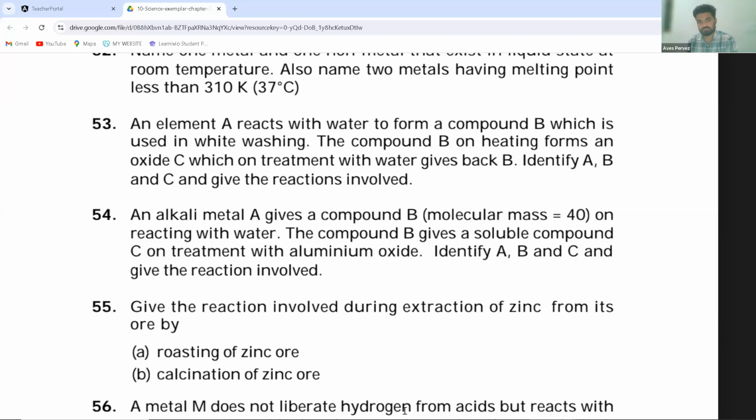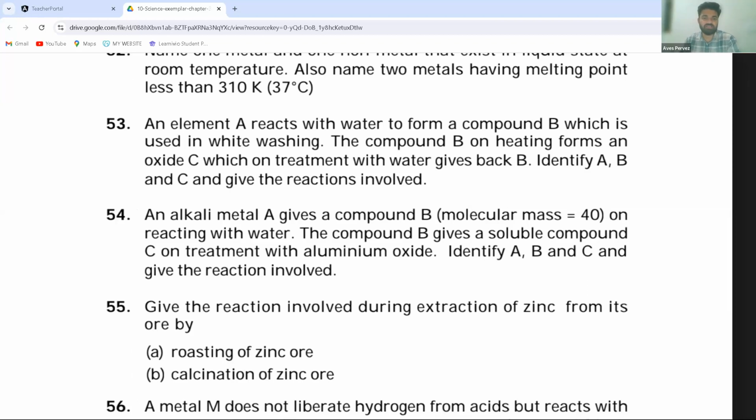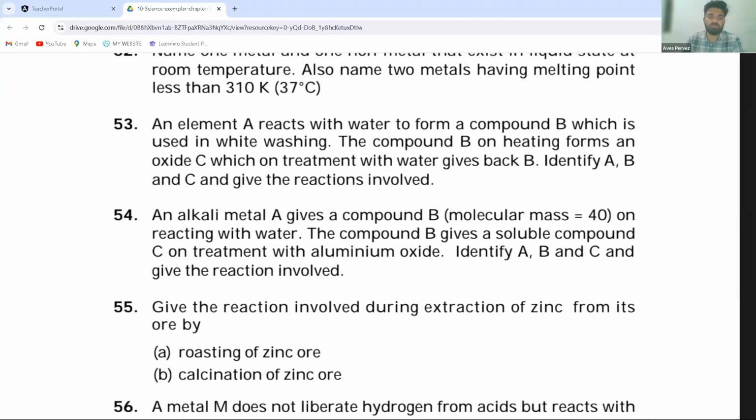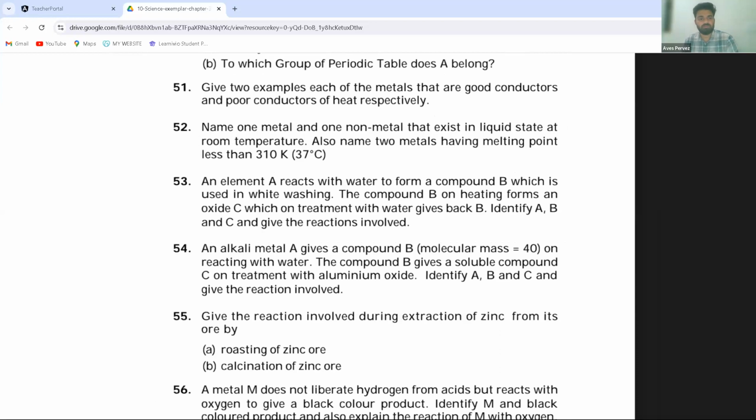Sir, is B hydrogen gas? No, B is not hydrogen gas. It's a compound. Okay. Yeah.